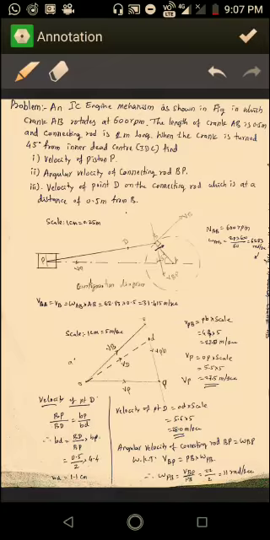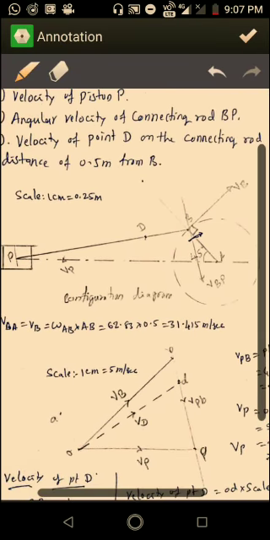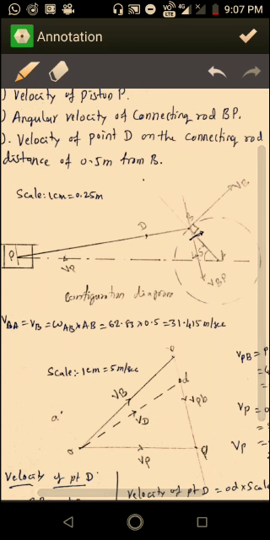For a configuration diagram, you have to select a scale. Here 1 centimeter is equal to 0.25 meter is taken, because the crank length is 0.5 meter, so we can take it 2 centimeter long, and BP is 2 meter long, which means we can draw it 8 centimeter long. That's why I selected the scale of 1 centimeter equal to 0.25 meter.